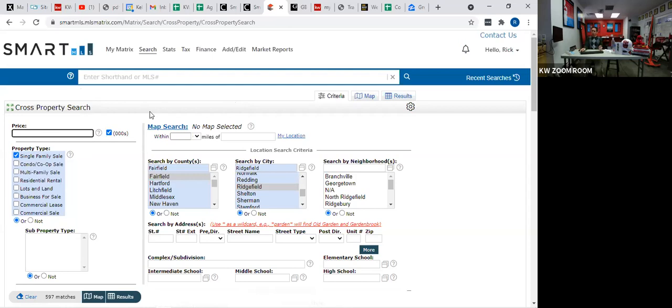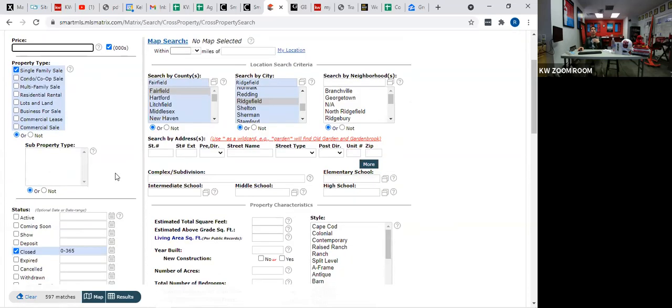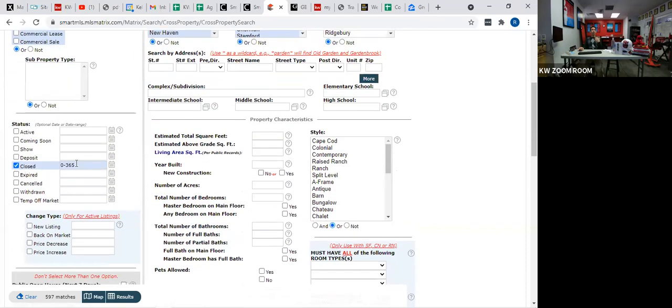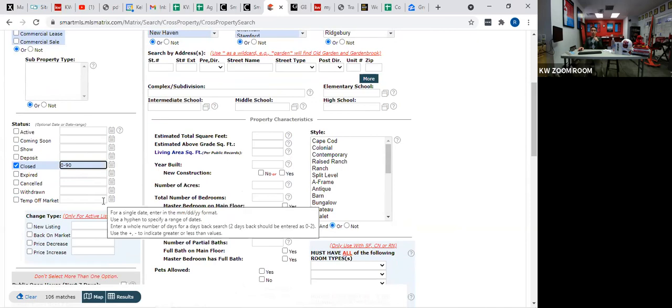And so the first thing I'm going to do is take a look at the entire town, and what I'm talking about right now is month supply of inventory. The very first thing I'm going to pull is month supply of inventory, right? So in this particular case, I'm going to say single family in Ridgefield in Fairfield County, and I want to know how many properties closed in the last 90 days. So I'm changing that closed status to 0 minus 90, right?